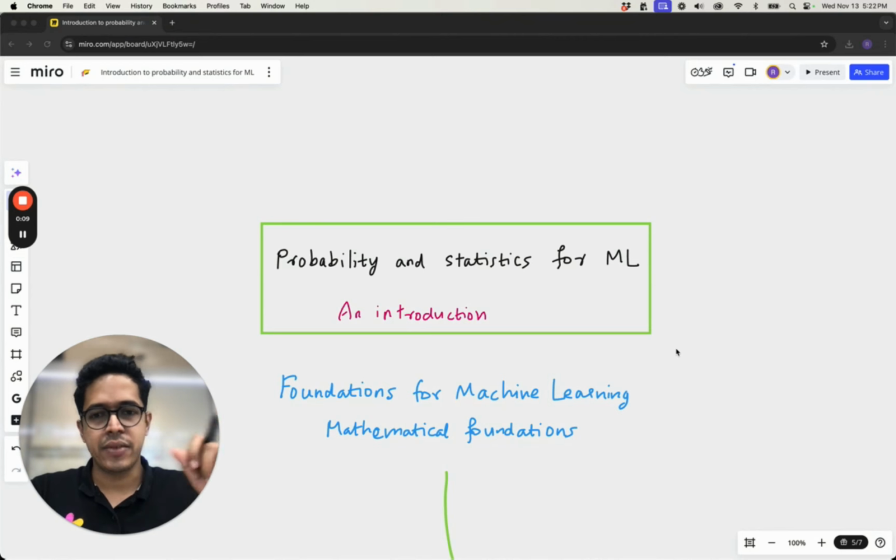However, today is a fresh start because today we are going to start probability and statistics for machine learning. So this is an introductory lecture to probability and statistics. And the ultimate goal is that when it comes to learning machine learning or data science, you should be very comfortable with the terms, with the mathematics, and with the logic behind probability and statistics. So let's get into that.